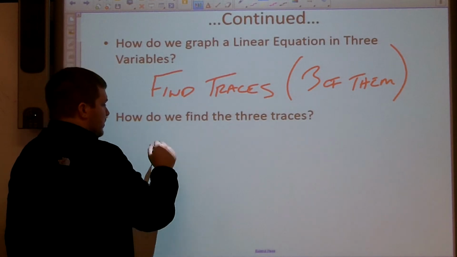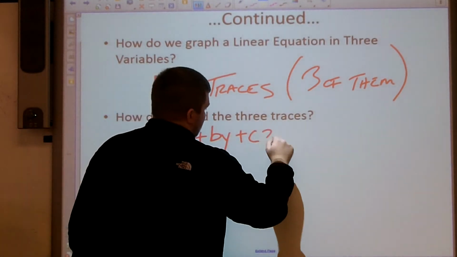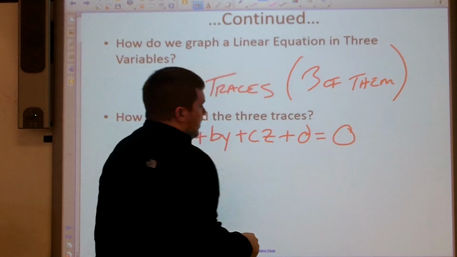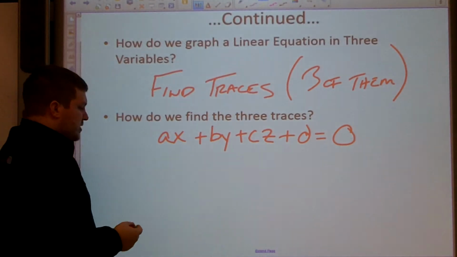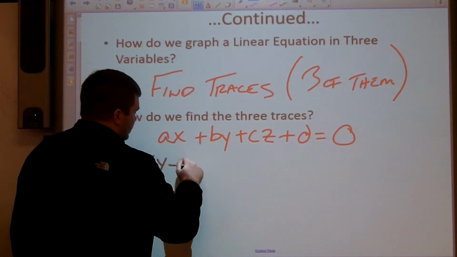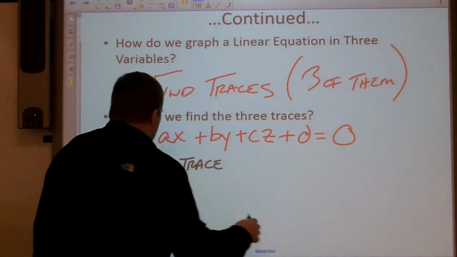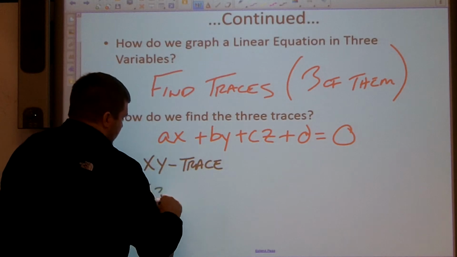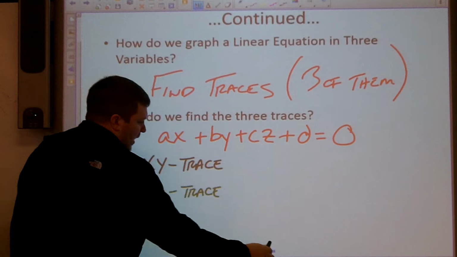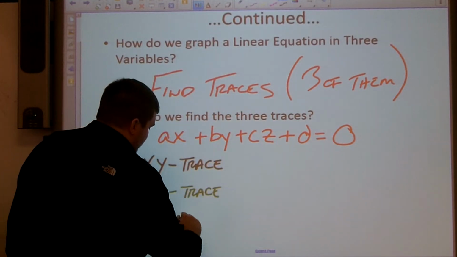So remember, we're starting with this type of equation: AX plus BY plus CZ plus D equals 0. Now, how do we find the traces? There are three types we want. We're going to have what's called the XY trace, the XZ trace, and the YZ trace.